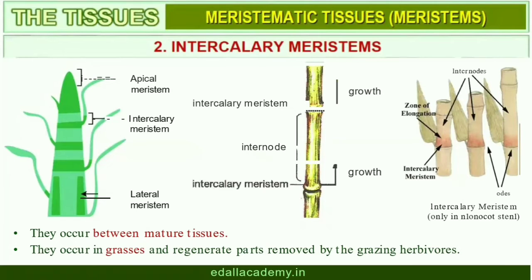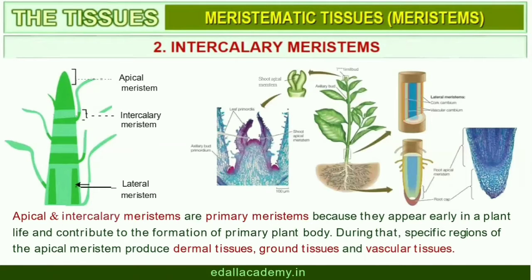They occur in grasses and regenerate parts removed by the grazing herbivores. Both apical meristems and intercalary meristems are primary meristems because they appear early in the life of a plant and contribute to the formation of the primary plant body.